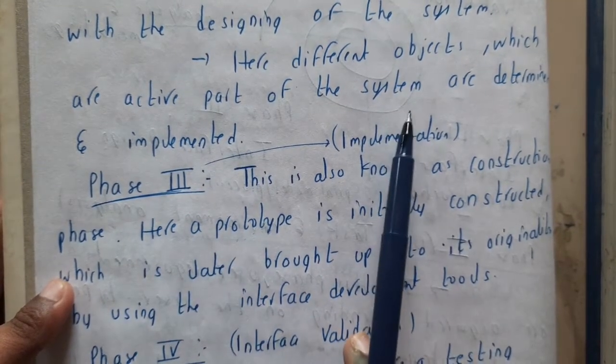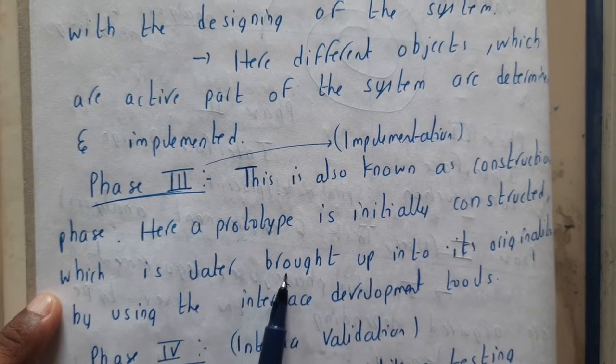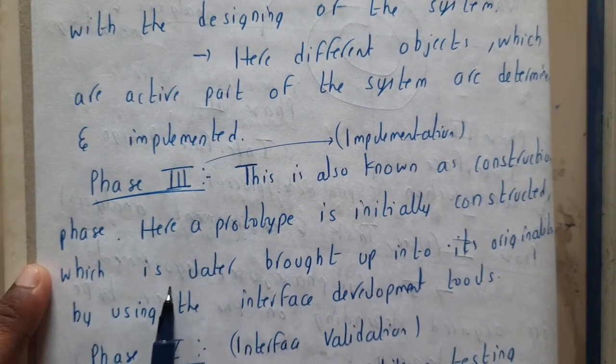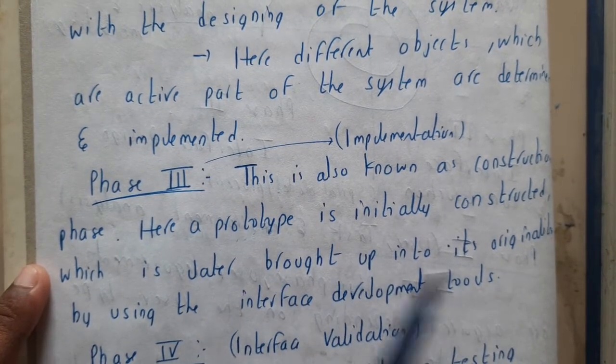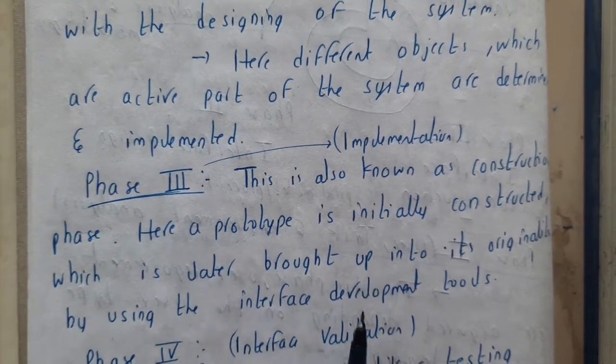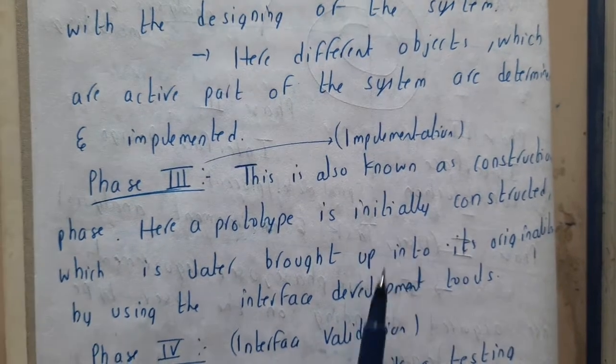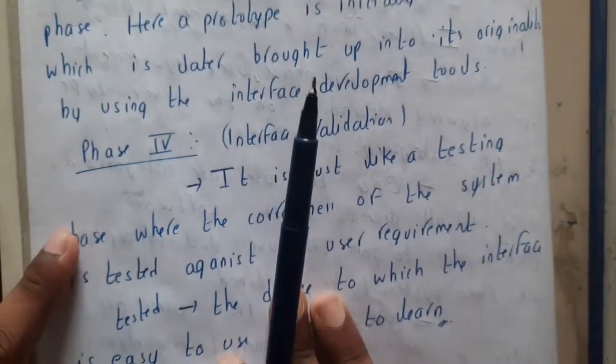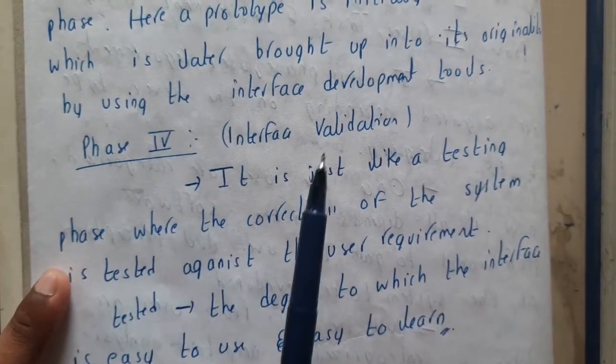So here you understood some kind of interfaces, right? Here you will be making the prototype, which is later brought up into its original form by using interface development tools. By using some interface development tools, you will be developing that interface. Then you will be going on to the final stage, that is nothing but validation.